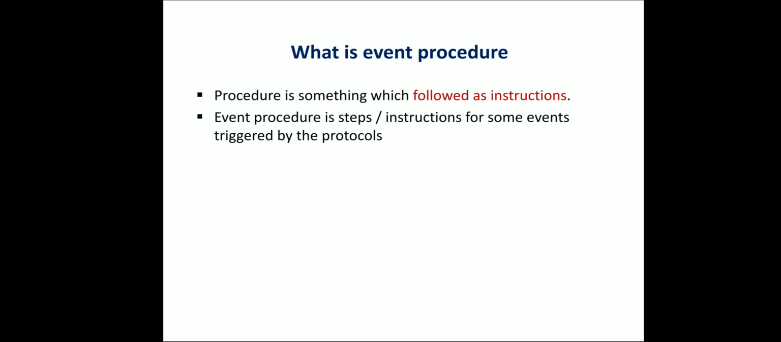For example, you have to switch on your UPS if the current goes off. So whenever the power goes off, you have to go for the battery. That is what an event procedure is. A procedure is something followed as an instruction. An event procedure is a set of instruction steps for some events triggered by the protocols. And what is event actions?